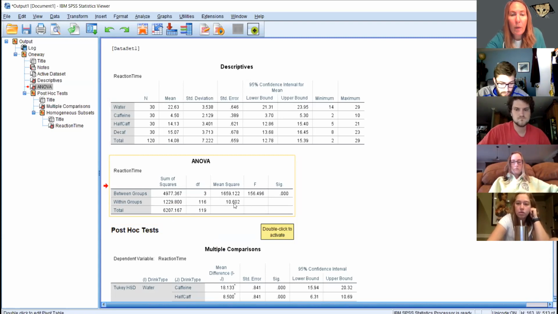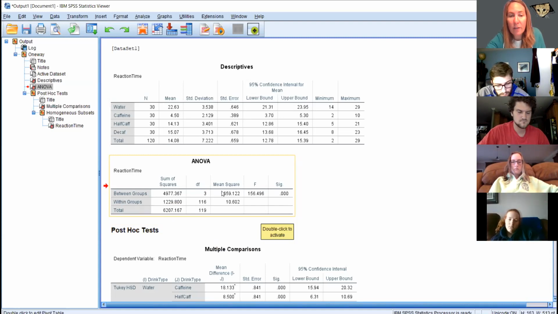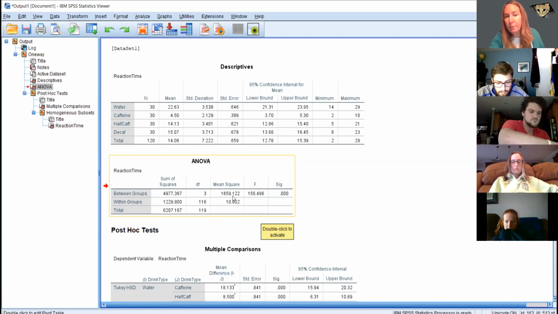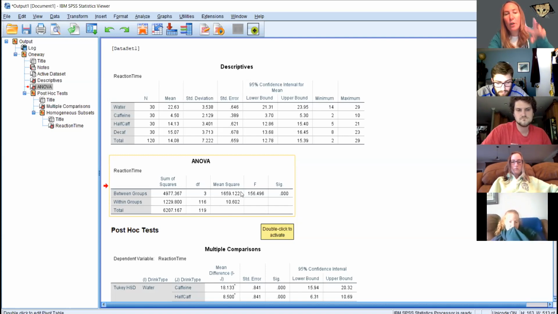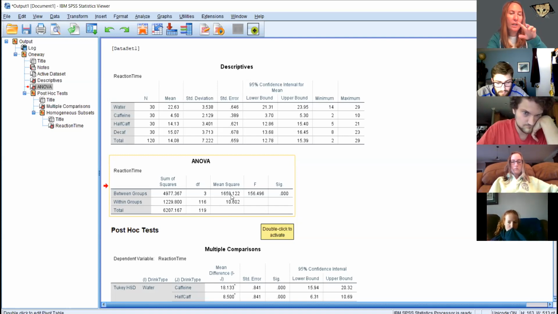Because this represents all of your random error, and this is all of our systematic error, right? Our confounds and our manipulation. We want this number to be larger than this one. That's the goal. Because that's saying that the difference between our groups is because of our manipulation or confounds, but hopefully we don't have any of those. And it's not due to random error chance.